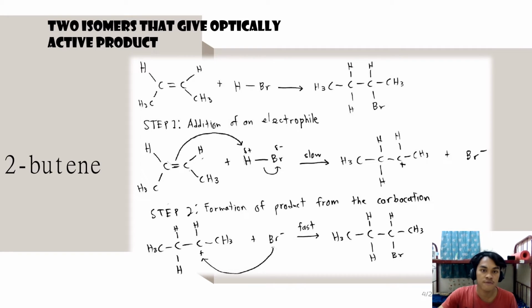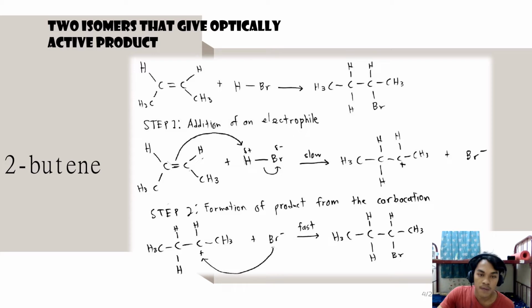Two isomers that give optically active product. For the first one, 2-butene. Here we will use the electrophilic addition mechanism. For the first step, addition of an electrophile. The starting material, 2-butene, has a double bond in the molecule. So here will be the nucleophilic site and here will be the electrophile.